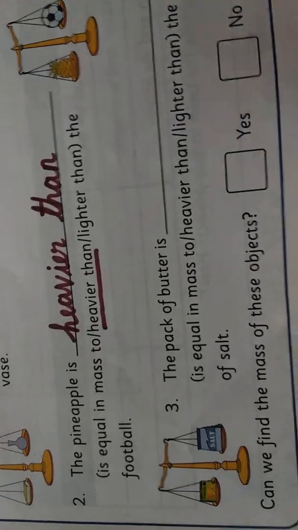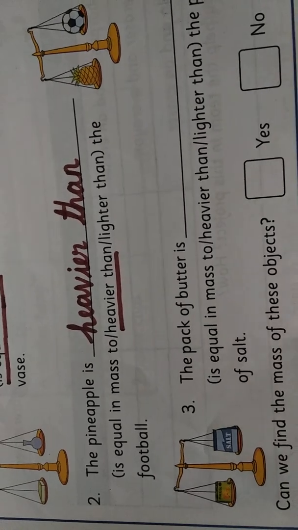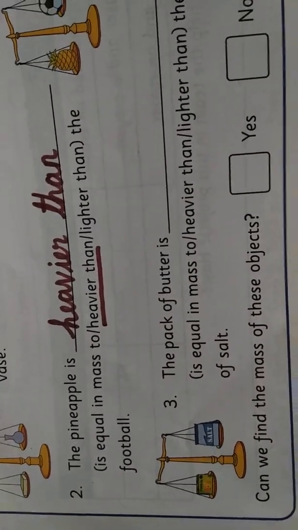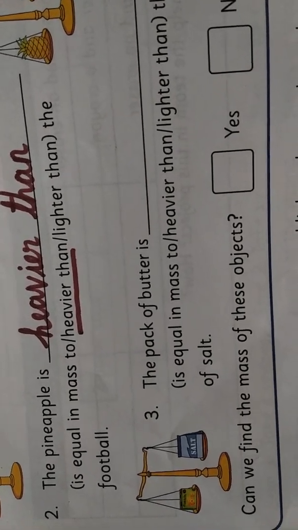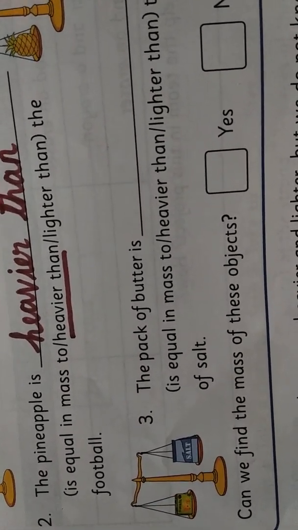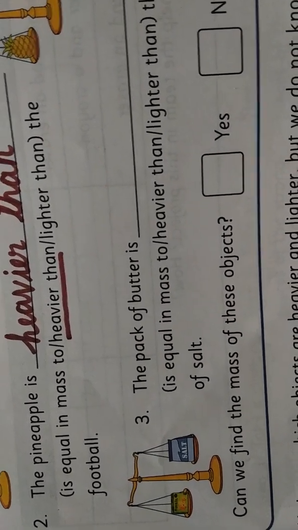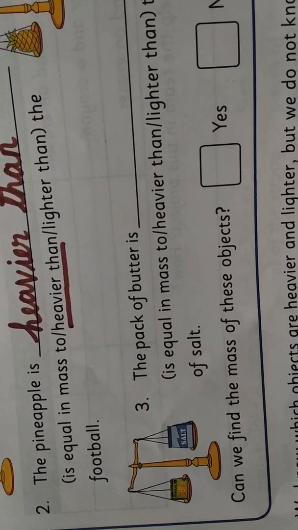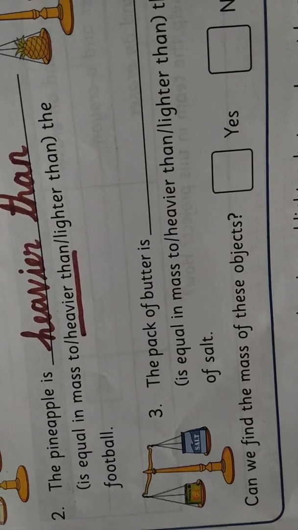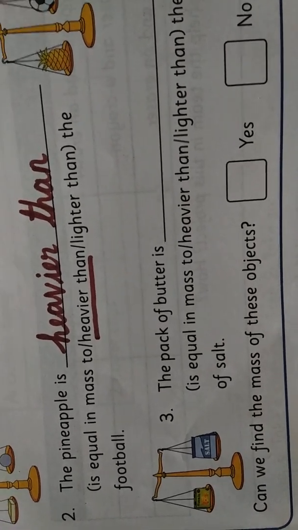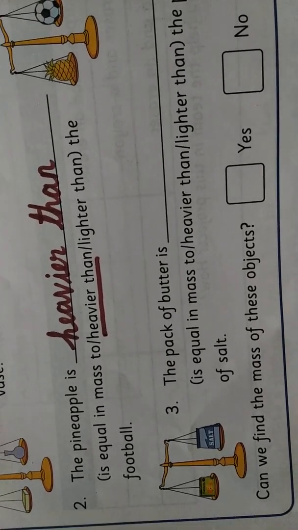And now see here, Kanna, the pack of butter. In one plate they kept the butter, and in another plate they have kept the salt. In these two, which one is heavier, salt or butter? Check the plates. Which side moves down? That side will be the heavier one. Does the salt side move up or down? Yes, very good, down. So that side went down, which means it is heavier.